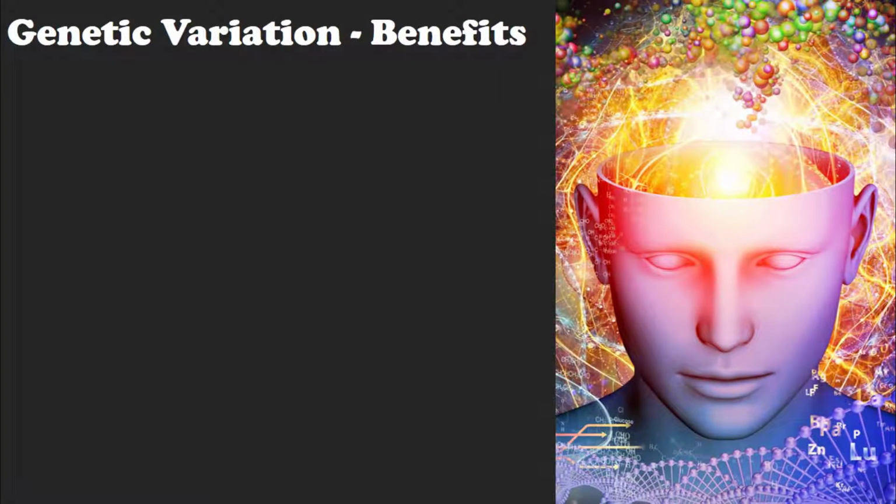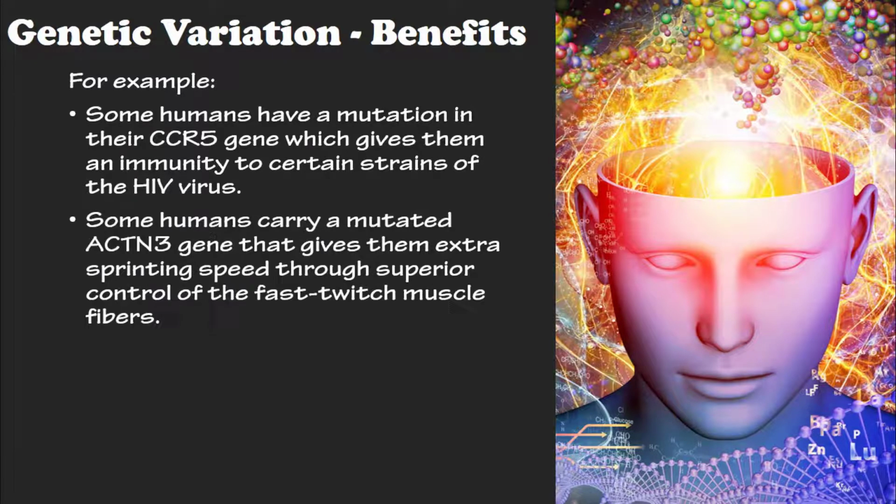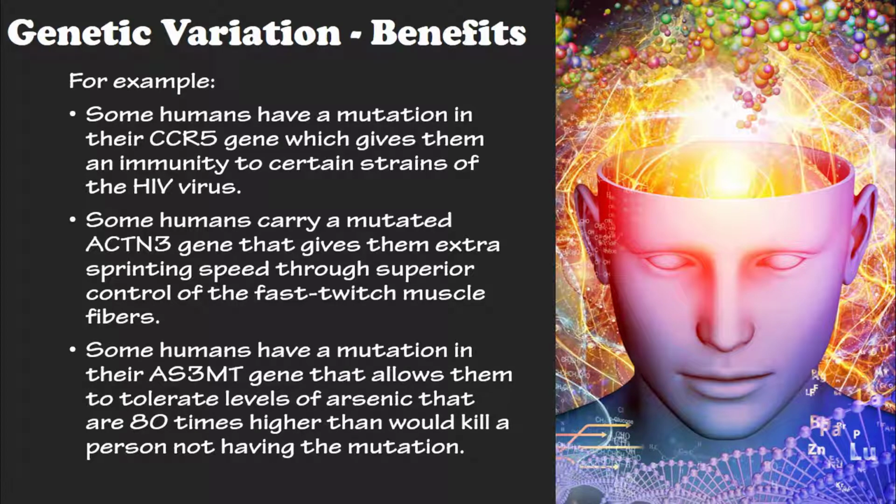Here are some examples of genetic variation and its benefits to humans. Some humans have been found to have a mutation in their CCR5 gene, which gives them an immunity to certain strains of the HIV virus. Some humans carry a mutation in the actin-3 gene that gives them extra sprinting speed through a superior control of their fast-twitch muscle fibers. And some humans have a mutation in their AS3MT gene that allows them to tolerate levels of arsenic that are 80 times higher than would kill a normal person not having the mutation.